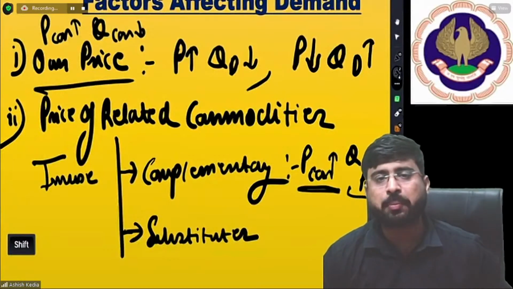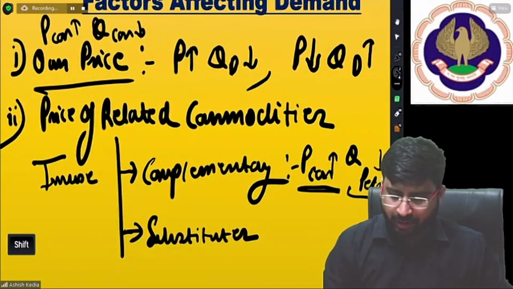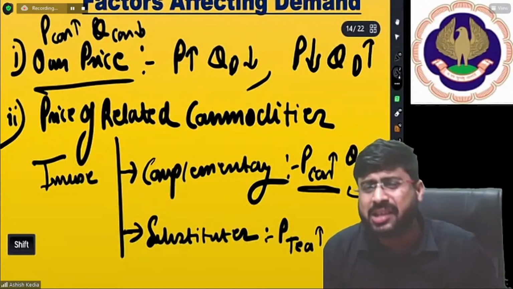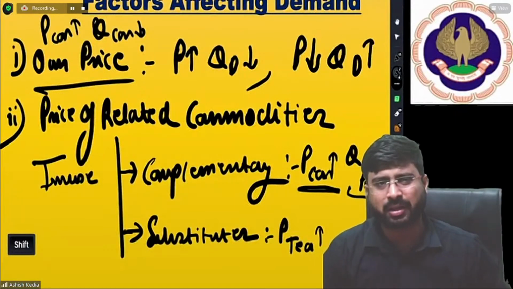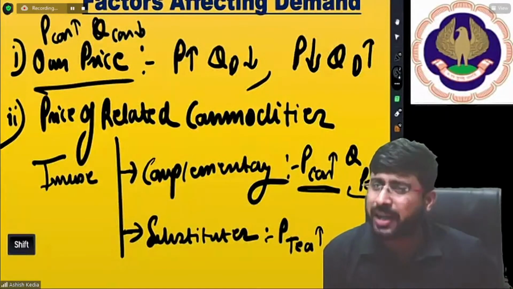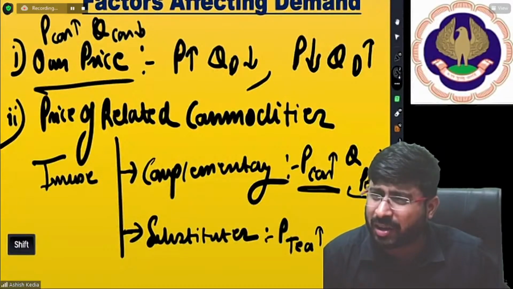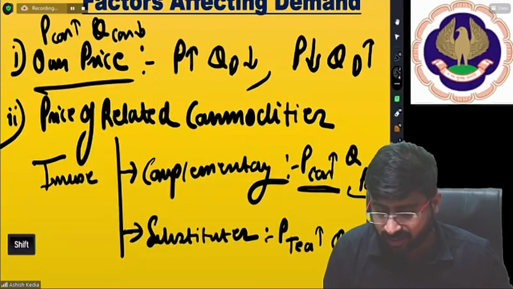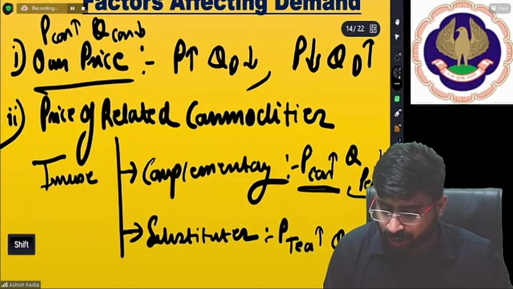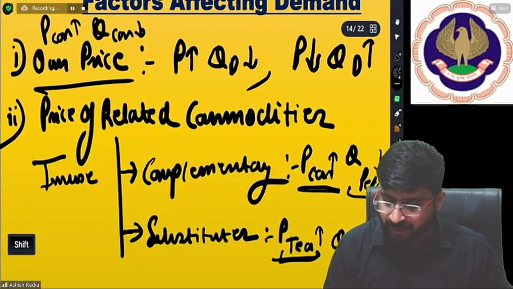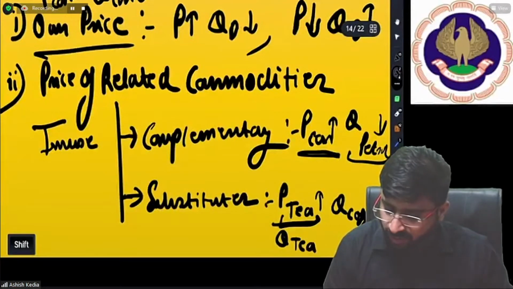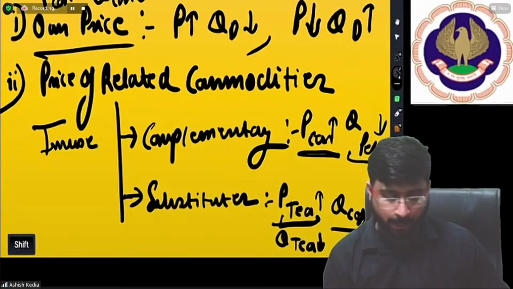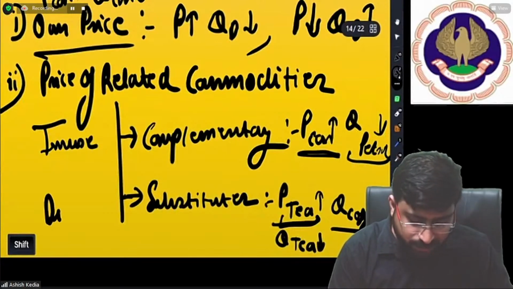Moving on, let's talk about substitute goods. If tea has become expensive, come on, you tell me something: will people want to drink tea or coffee? Obviously, coffee. So if the price of a substitute rises, the quantity demanded of the commodity will rise. If tea has become expensive, obviously due to own price effect, the quantity demanded for tea will go down, and so the quantity demanded for coffee will go up. So there is a kind of direct relationship that you see here.